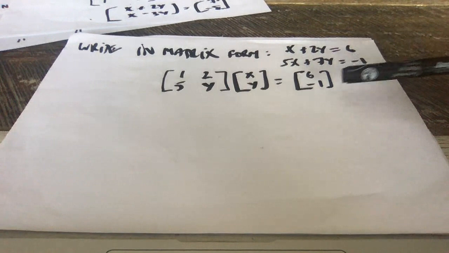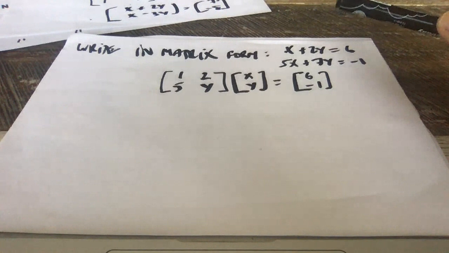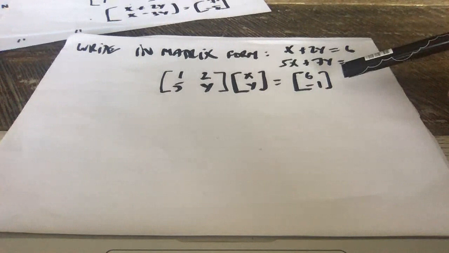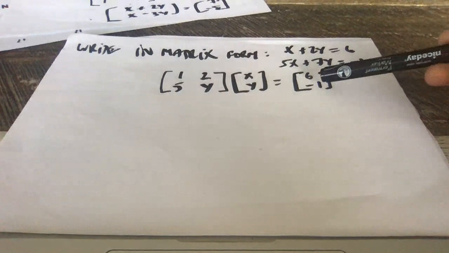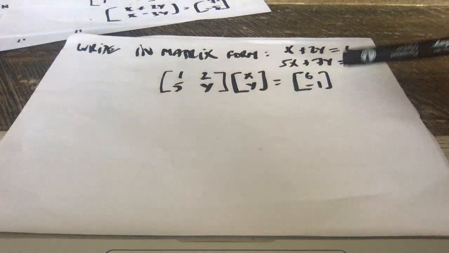You could argue that what we started with is simpler than this. And to a certain extent, you're right. It is a little bit simpler. But this has advantages for solution of simultaneous equations, as I'll show you in a second. Okay? And this is the way that simultaneous equations are usually written in engineering and in mathematics and in physics.